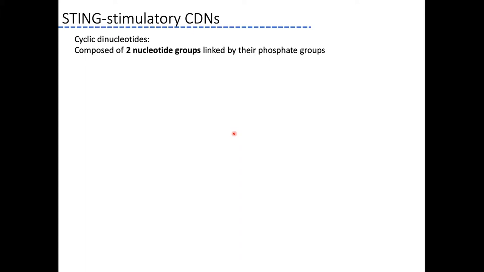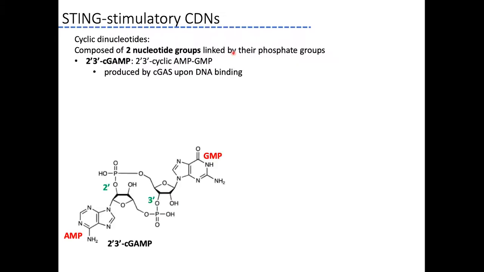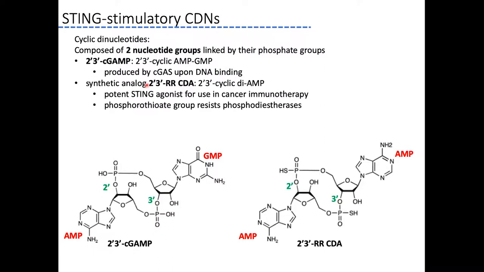First, a little bit about those cyclic dinucleotides. All of them are composed of two nucleotide groups that are linked by their phosphate groups. For example, cGAMP is composed of GMP and AMP that is linked via the 2' hydroxyl group of AMP and the 3' hydroxyl group of GMP, hence the name 2'3' cGAMP. This one is produced by cGAS after DNA binding. Then we also have the synthetic analog that I was referring to previously. This is composed of two AMP molecules. It also has the same 2'3' linkage.